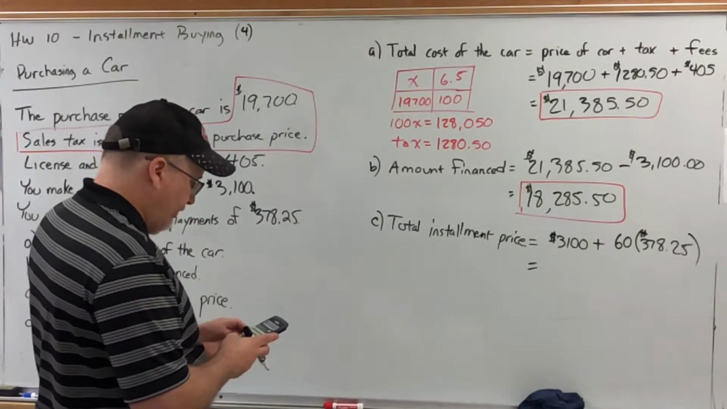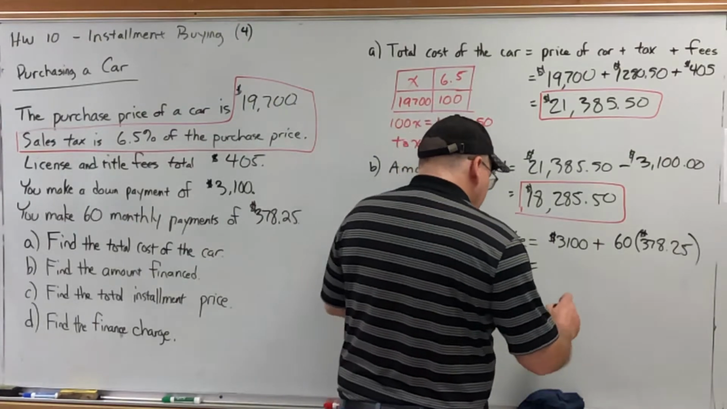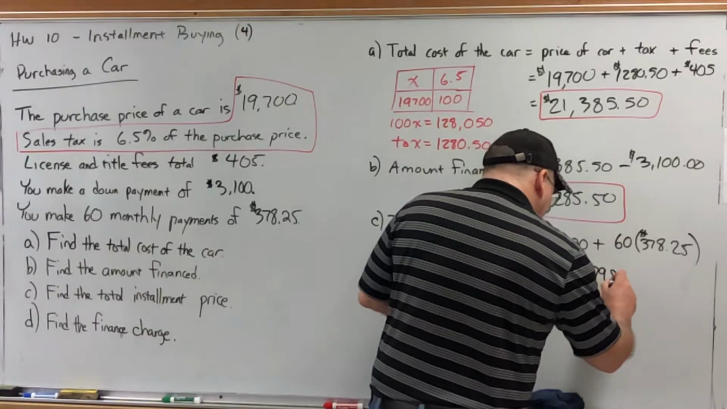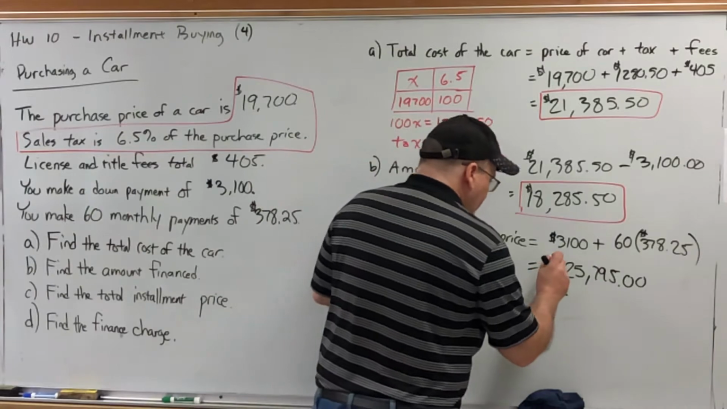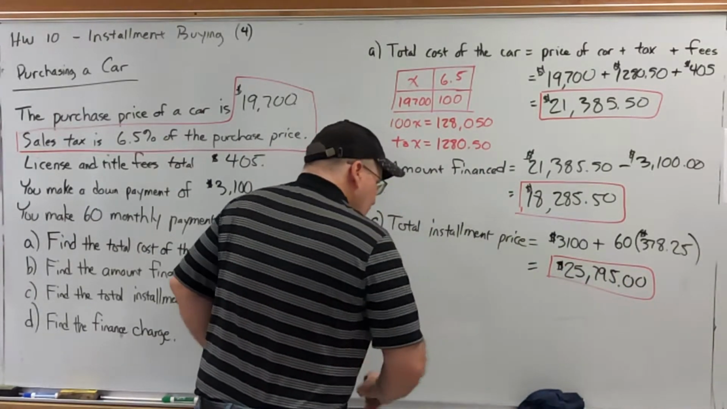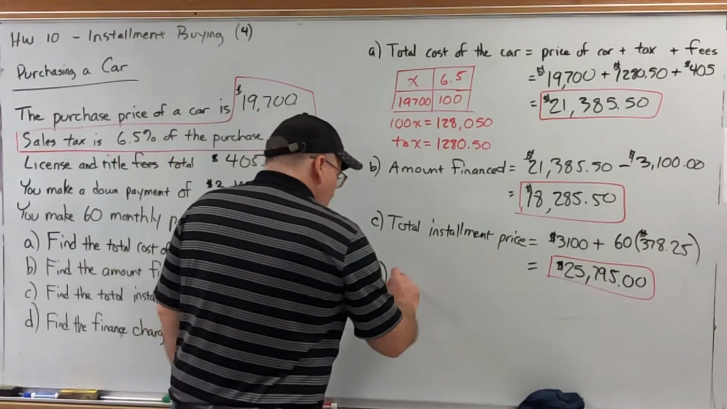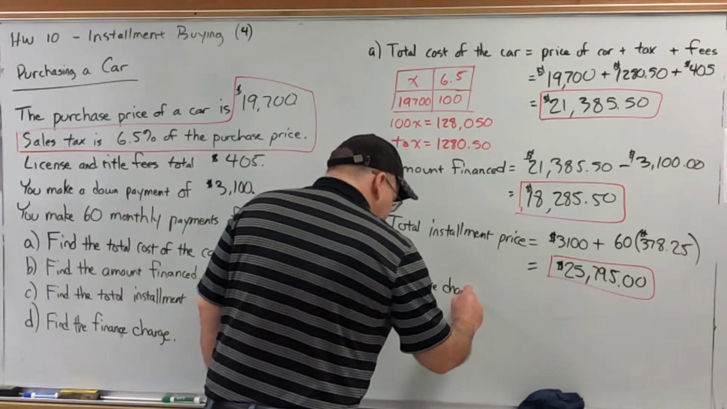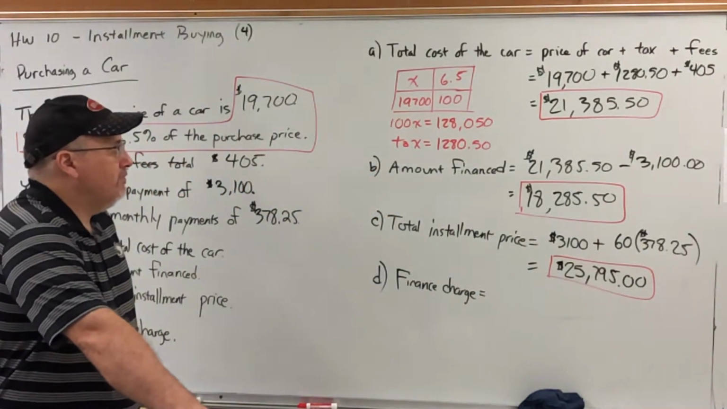378.25. The down payment plus all 60 monthly payments is exactly $25,795 and no cents. So what is our finance charge? Remember, finance charge is how much extra you paid over the cost of the item.